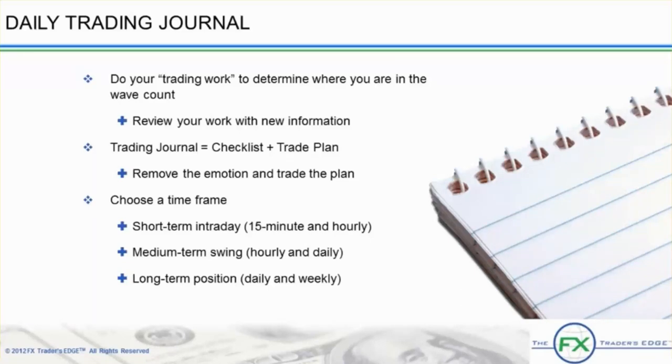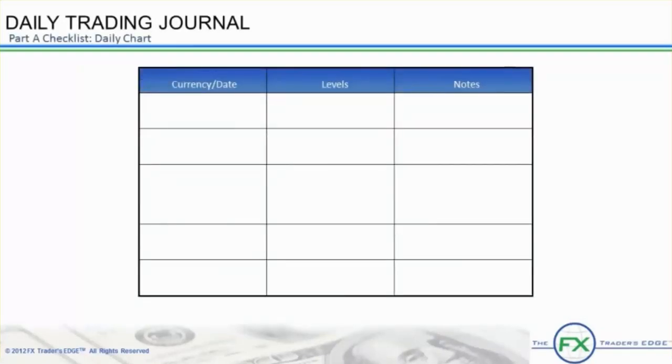Part A of the checklist, daily chart support and resistance levels. The first part of the Daily Trading Journal is Part A, the checklist, using the daily chart. When you look at your charts, you are not only looking for Elliott wave counts, but also for support and resistance levels, and key Fibonacci retracement and projection levels.